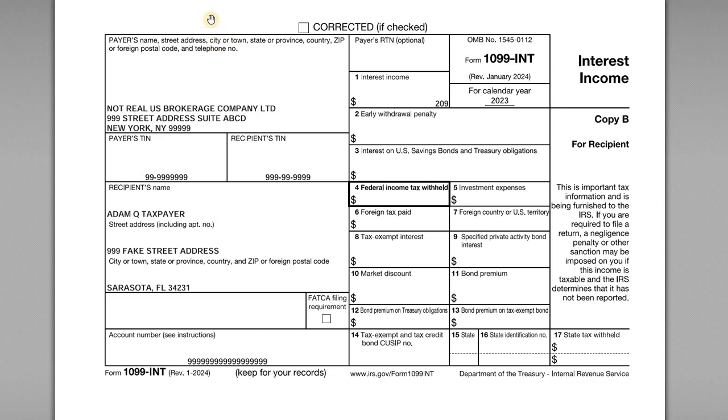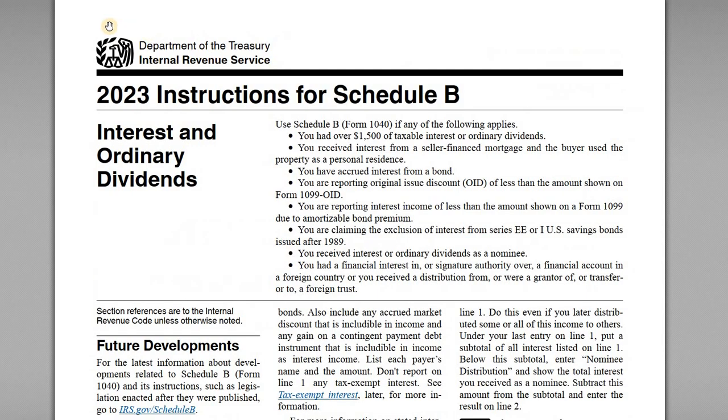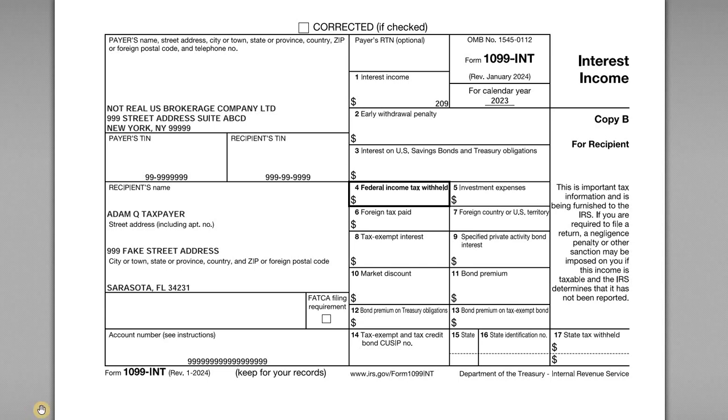So we've got the 1099-INT, we've got the sample Form 1040 here with the Schedule B, and then we have the instructions for the Schedule B as well. Now, the regular interest income that we have reported in box 1 here is just subject to your ordinary federal income tax. So whatever marginal rate you're paying is what you're going to pay taxes on.